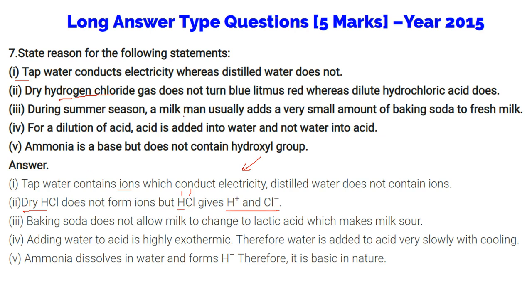During the summer season, milkmen usually add a very small amount of baking soda to fresh milk. Why? Because baking soda does not allow milk to change to lactic acid, which will make curd and make it sour.